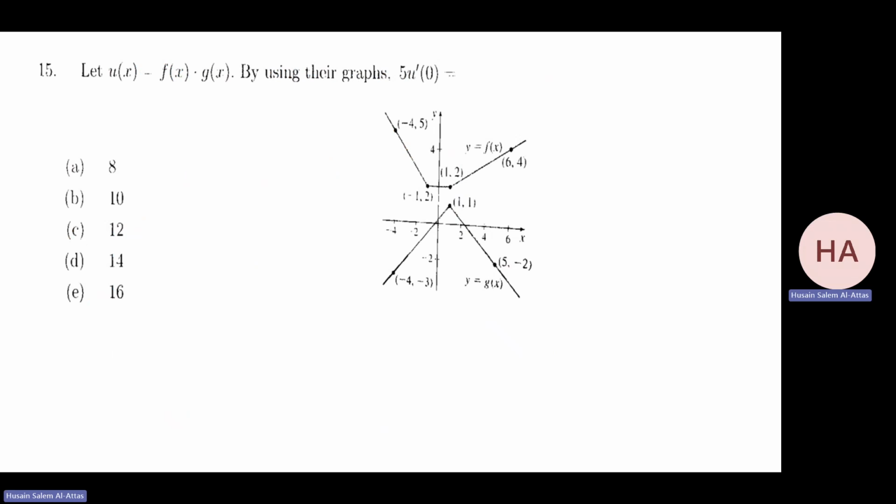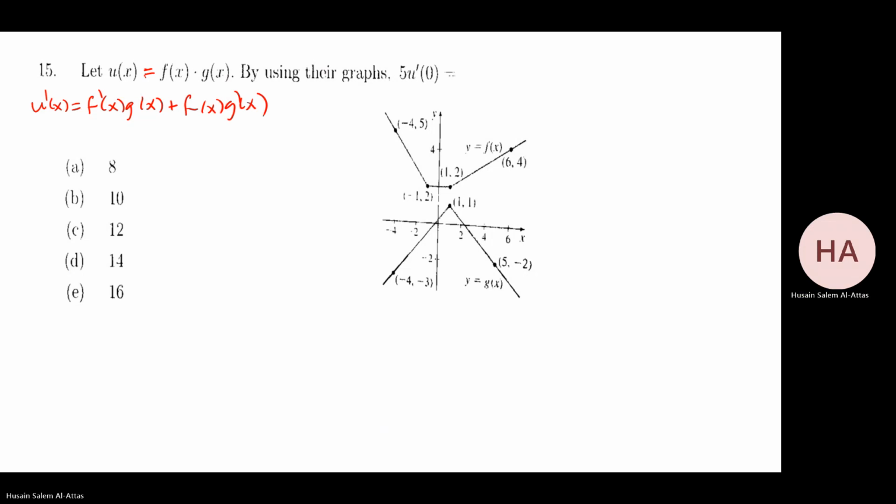Another problem, same idea, but now this is product. That was quotient. This is product. So I need to find y prime. This is u equal f of x times g of x. U prime will be f prime times g of x plus f of x times g prime of x. I need to find it at what? At 0.